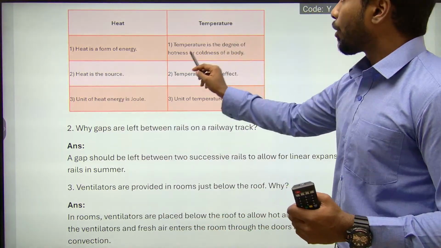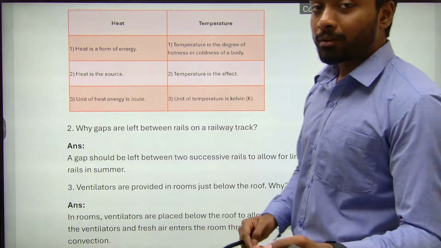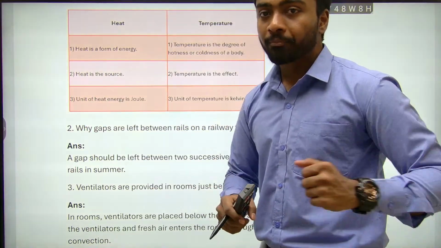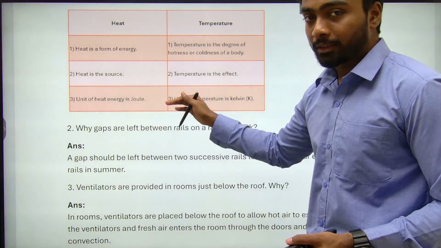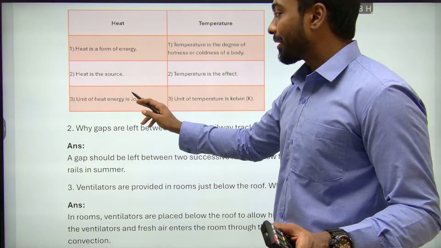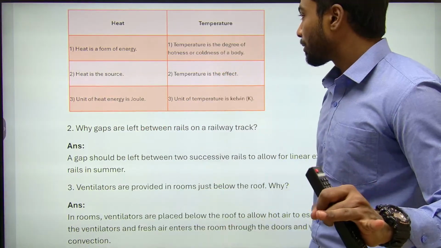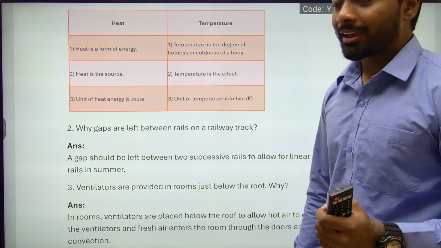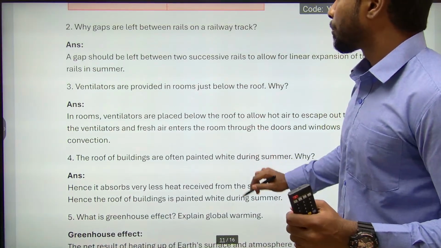Temperature is the degree of hotness or coldness of a body, and temperature is the effect. It is an effect because we can see that something is either hot or cold. The unit of temperature is Kelvin. We are talking about SI units. So heat is a form of energy, its SI unit is joules, and temperature is the degree of hotness or coldness of a body, it is the effect, and its unit is Kelvin.